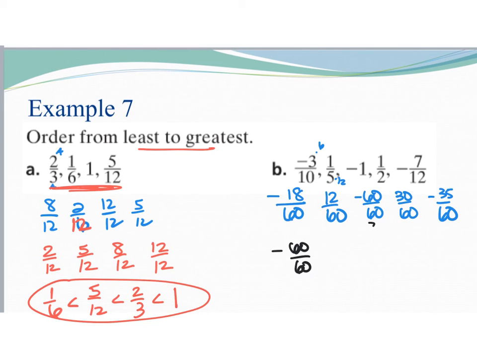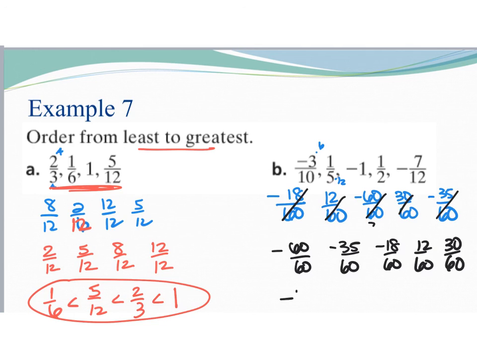So if I rearrange these, my largest negative is my negative 60/60. Then I have a negative 35/60. So that gets rid of these two. Then we have a negative 18/60. And now I'm into my positives, which are 12/60 and 30/60. So I'm just going to rewrite these in corresponding terms.